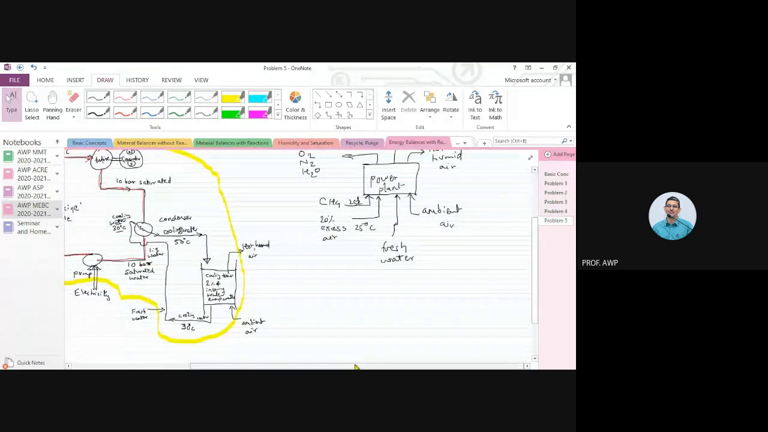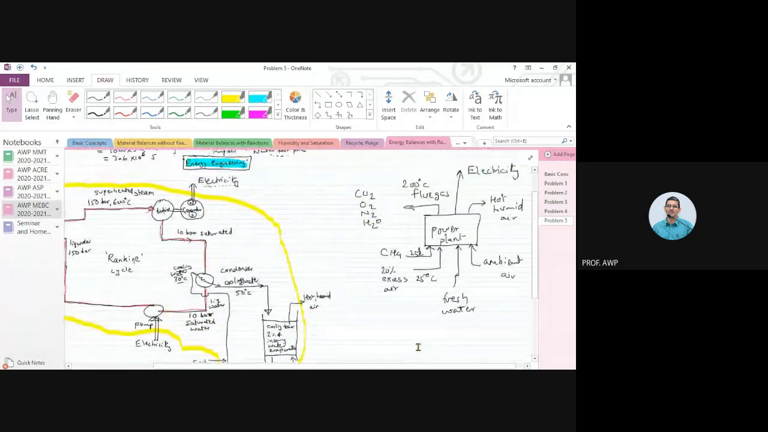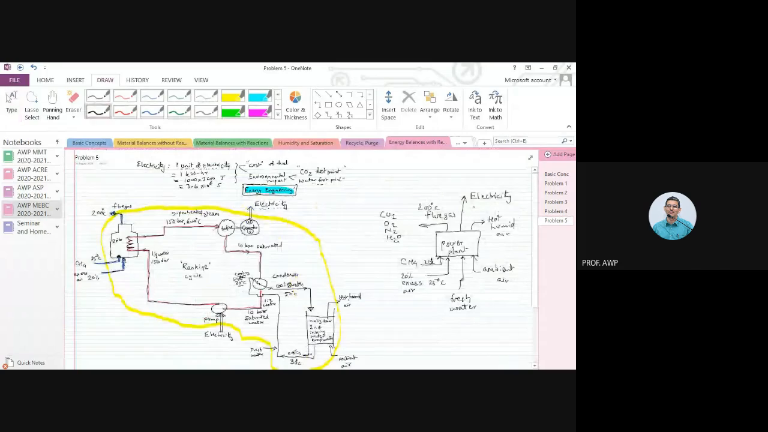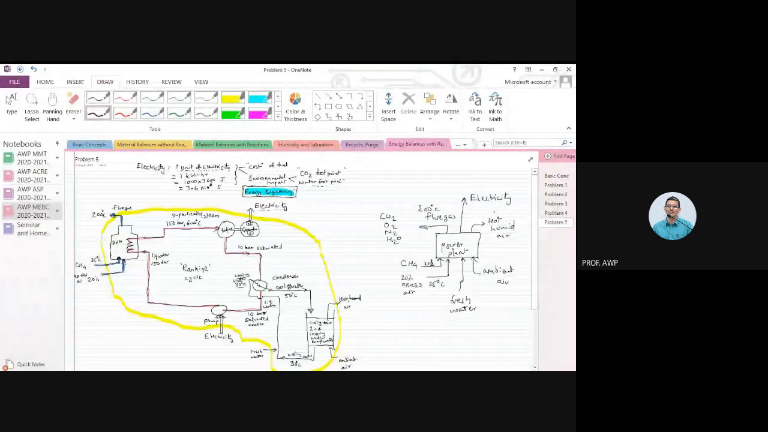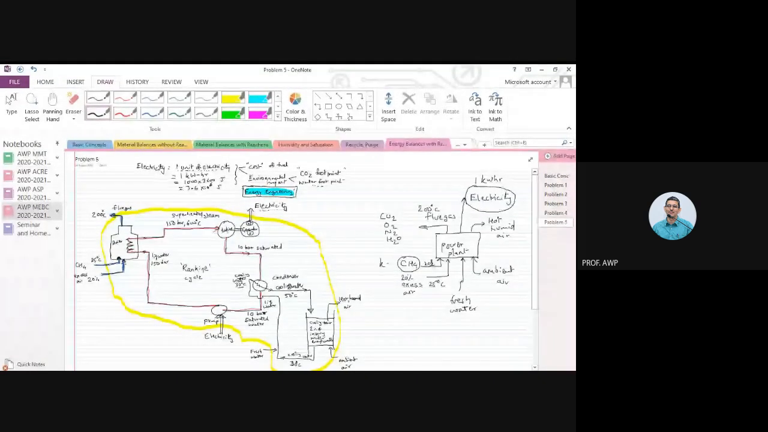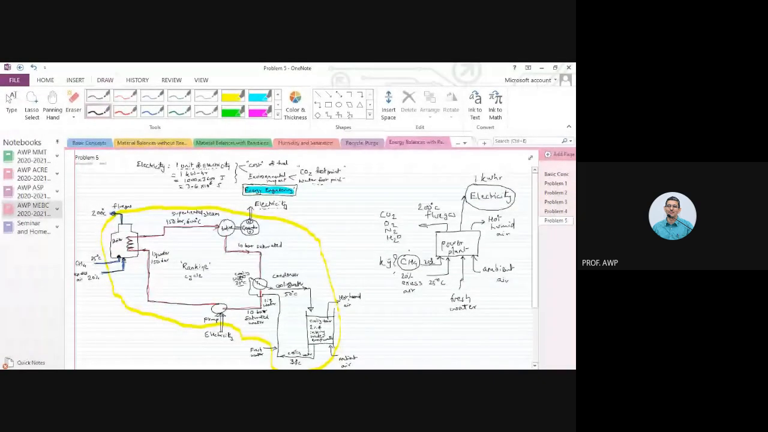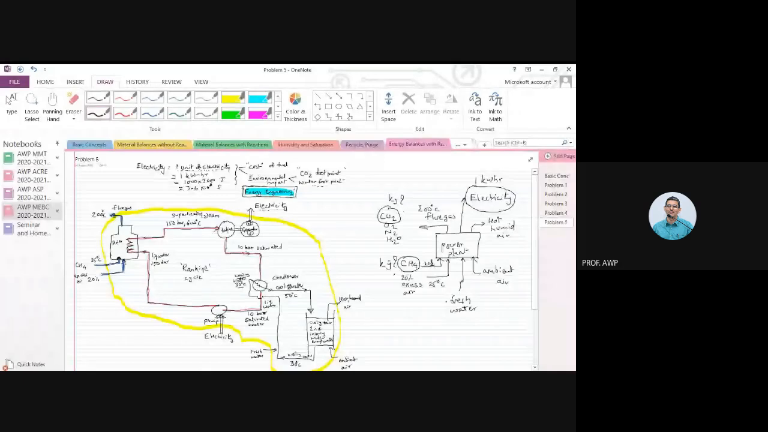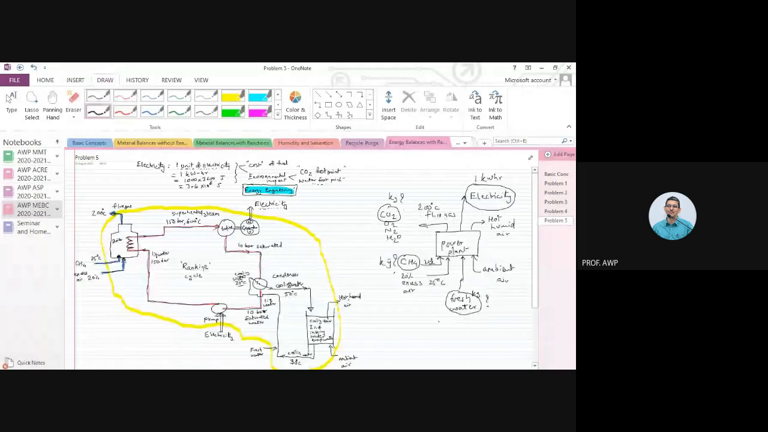So what we need to calculate is, for 1 unit of electricity, how much methane would be burnt? That is one. How much CO2 is generated? Water footprint, CO2 footprint, and how much fresh water would be required? Kgs of fresh water. All right. Do you agree? Yes, sir.